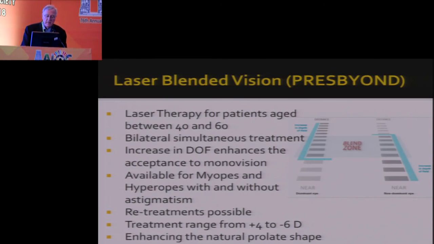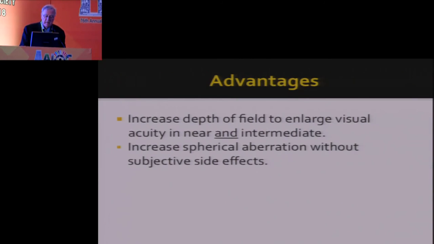Laser blended vision is for patients from 40 to 60, bilateral simultaneous treatment, increase in depth of field, enhancement of monovision. Retreatments are possible, hyperopes with and without astigmatism and myopes are possible. Treatment range from +4 to -6.